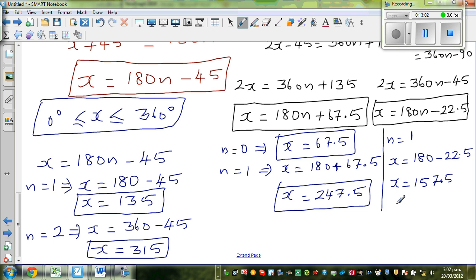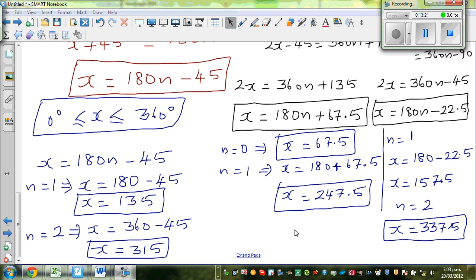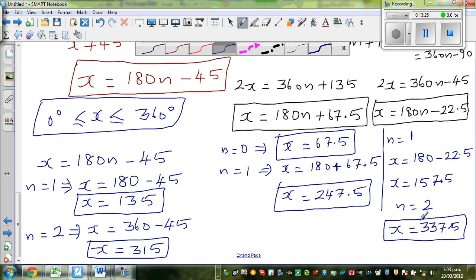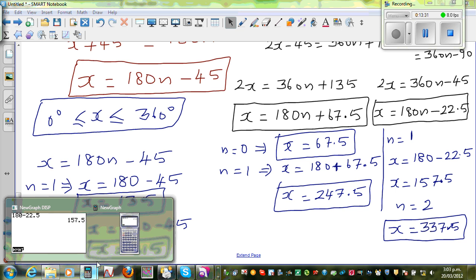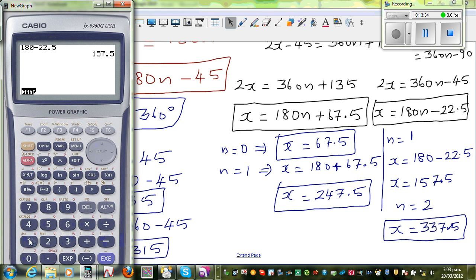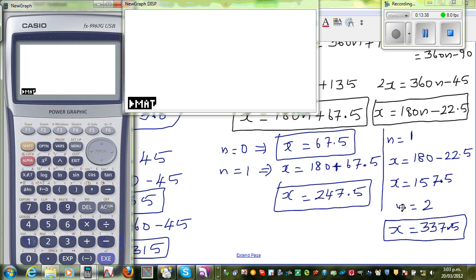So if n is 2, the x would be 360 minus 22.5, which is 337.5. So the sixth answer is 337.5. So these are the six answers.